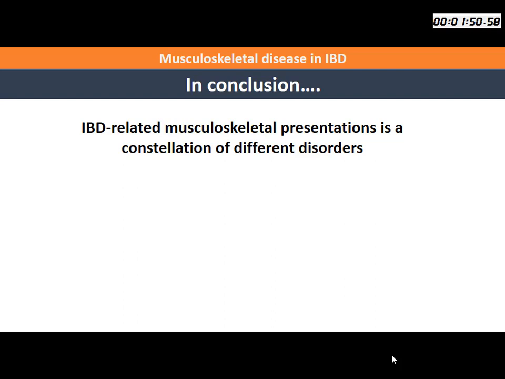So to conclude, IBD-related musculoskeletal presentations, it is actually a constellation of different entities. It could be the immune-mediated, which is the common that we all know. It could be aseptic arthritis. This is very important to put in mind, especially if the patient presents with a monoarthritis or an oligoarthritis, especially if the patient is on immunosuppressors also. It could be part of an erythema nodosum or pyoderma, or it could be a complication of treatment like steroids, and this is a monoarthritis, mostly of a hip or a shoulder or ankle.